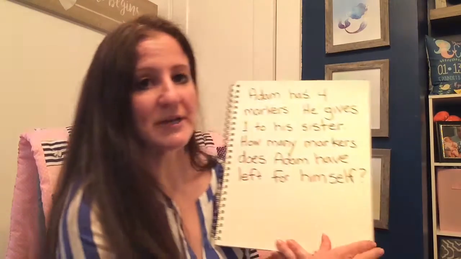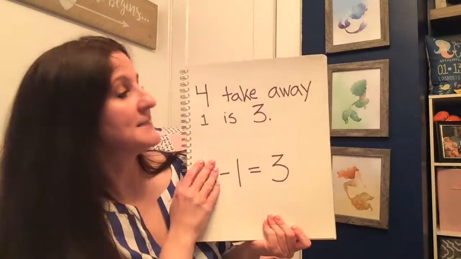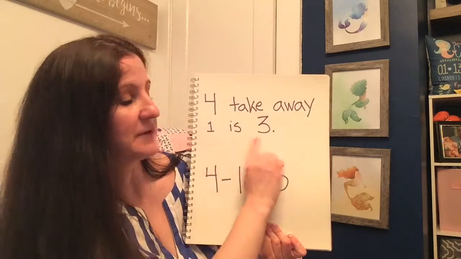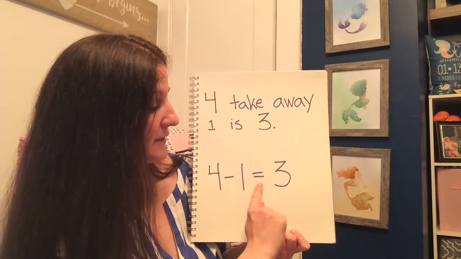Now there's a couple of different ways that I can say this. I can say that 4 take away 1 is 3, or I can write it as an equation down here. 4 minus 1 equals 3.